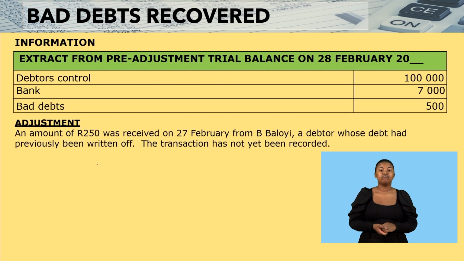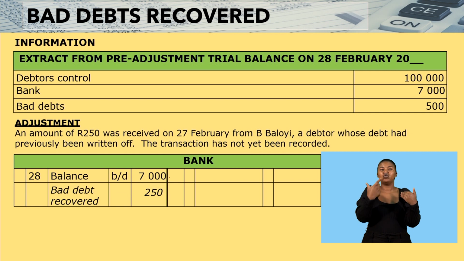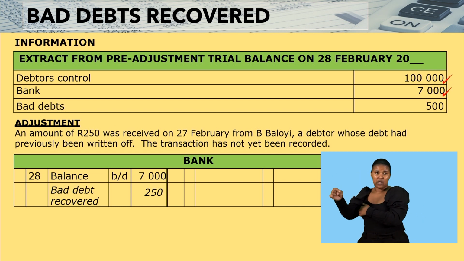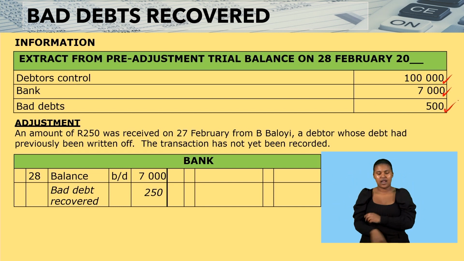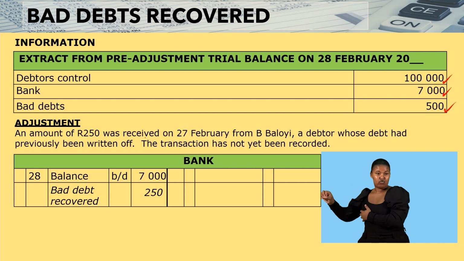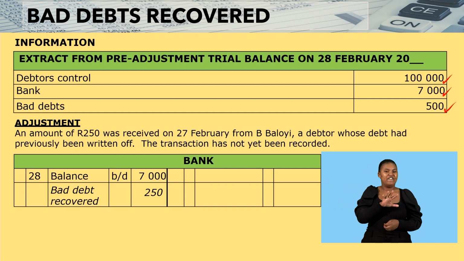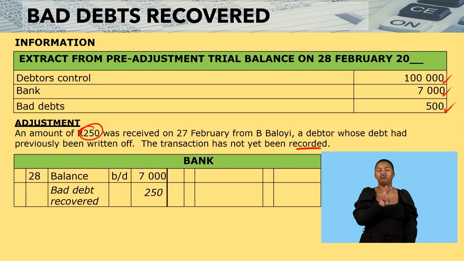We will now begin to record in the general ledger. The first account is bank. It says, debtors control 100,000, bank 7,000, and then bad debts 500. An amount of 250 was received from Baloyi, a debtor whose debt was previously written off. The transaction has not been recorded. So we have Baloyi, a debtor that was previously written off, who has now come to say, I want to pay my account, and they have paid 250.